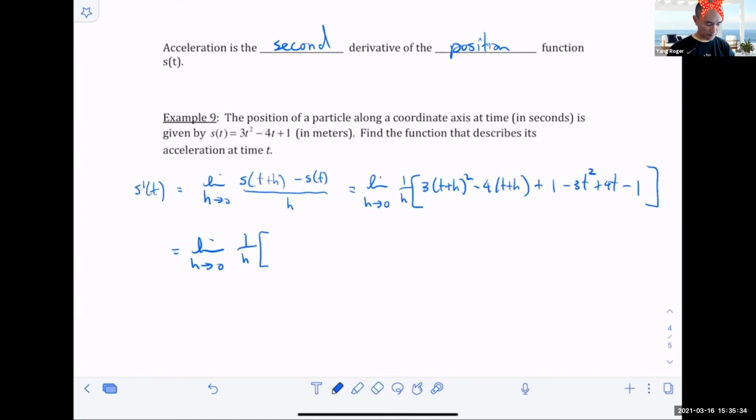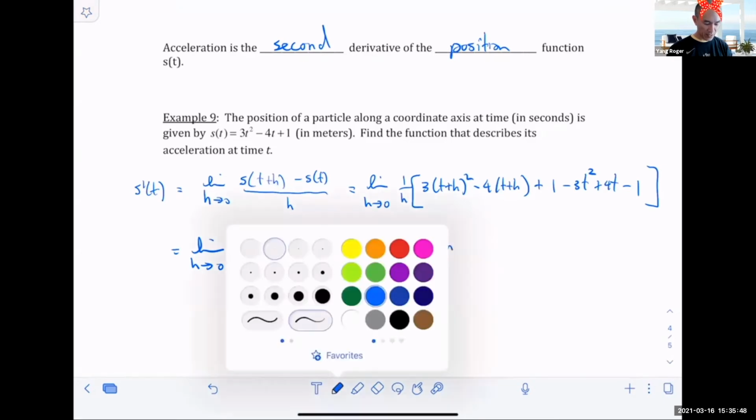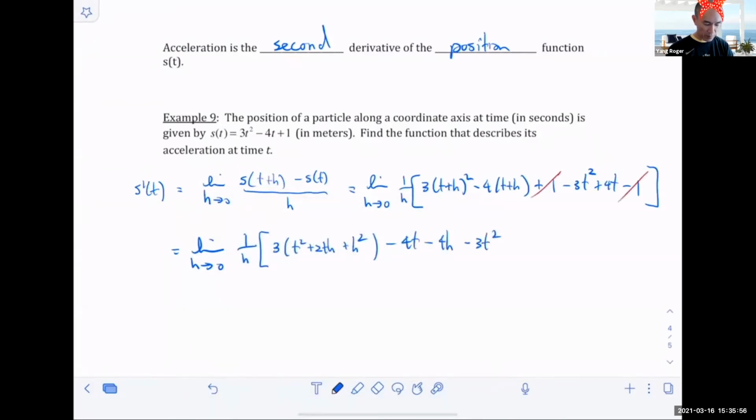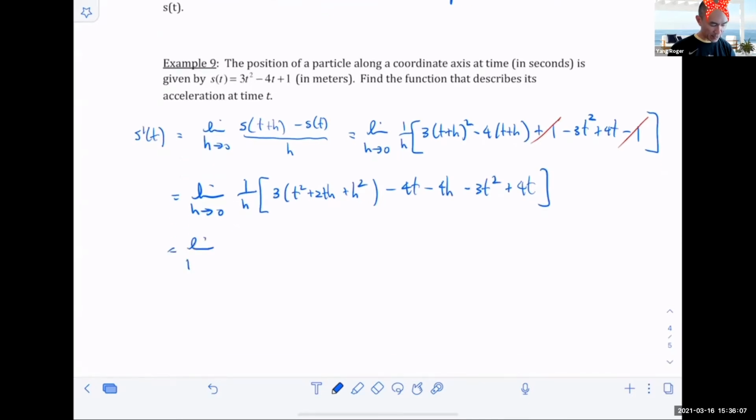So this will be 3 times t squared plus 2th plus h squared, minus 4t minus 4h. And then I can already cancel some of this stuff. The +1 and the -1 cancel. So I end up with minus 3t squared plus 4t, like this. Okay. Now I'm going to distribute, so I get the limit as h goes to 0, 1 over h. We're going to get 3t squared plus 6th plus 3h squared minus 4t minus 4h minus 3t squared plus 4t.